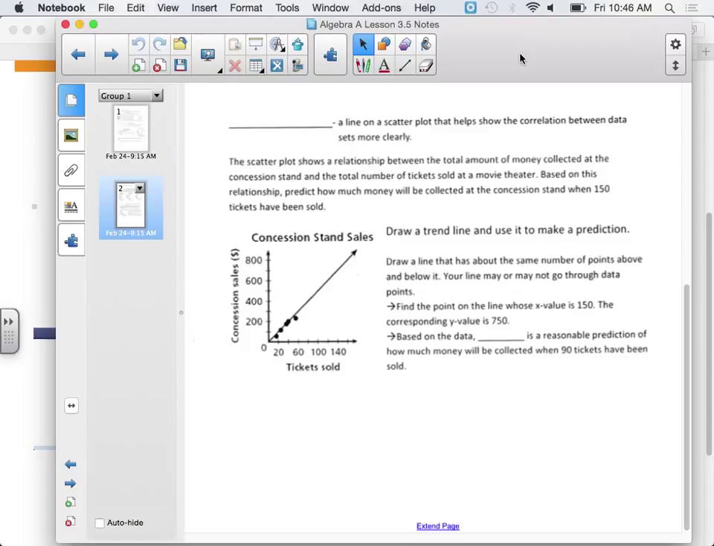The reason you don't have notes about it is because you were absent? Tuesday, no, not Tuesday, Wednesday and Thursday. Okay. All right, so today we are talking about trend lines, and I need the pen, not the arrow. Okay.